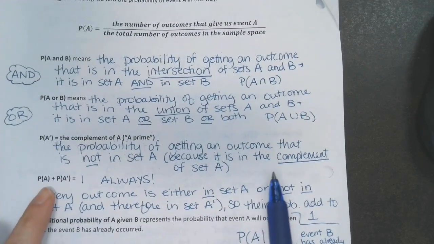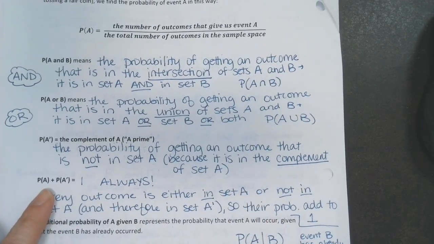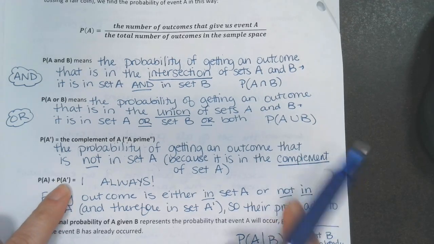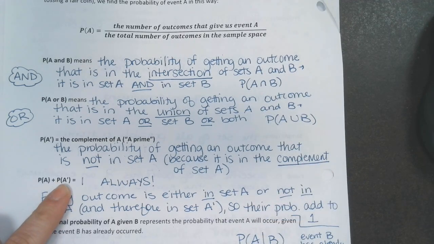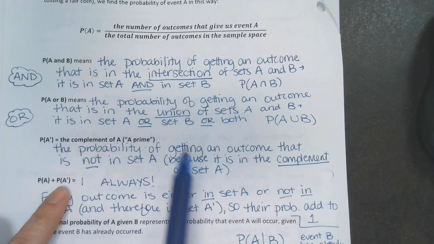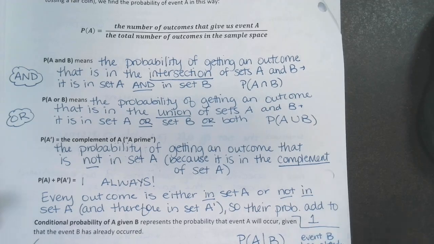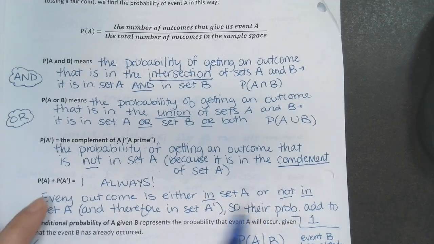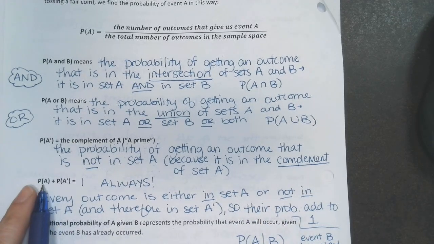So the probability of picking something from my group that's in set A and the probability of picking something from my group that is in set A prime, those two are always going to add up to 1, because every single thing in my group or my sample space is either going to be in A or not in A. So it's going to add up to 1.